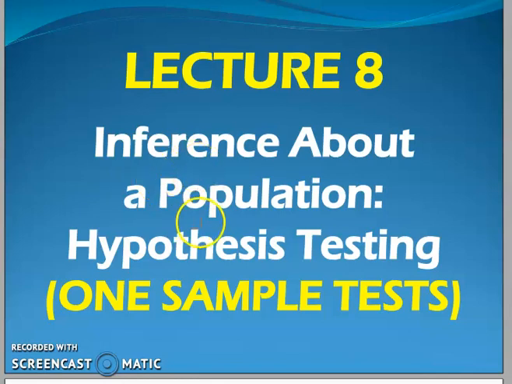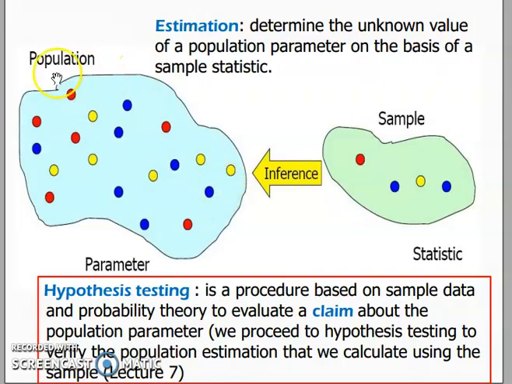Inference about a population, hypothesis testing. Population consists of all observations and sample is a subset of the population. In estimation, we determine the unknown value of a population parameter on the basis of a sample statistic. What we did before in estimation is point estimate and also interval estimate. Now we want to make inference about the population parameter from the sample statistic.